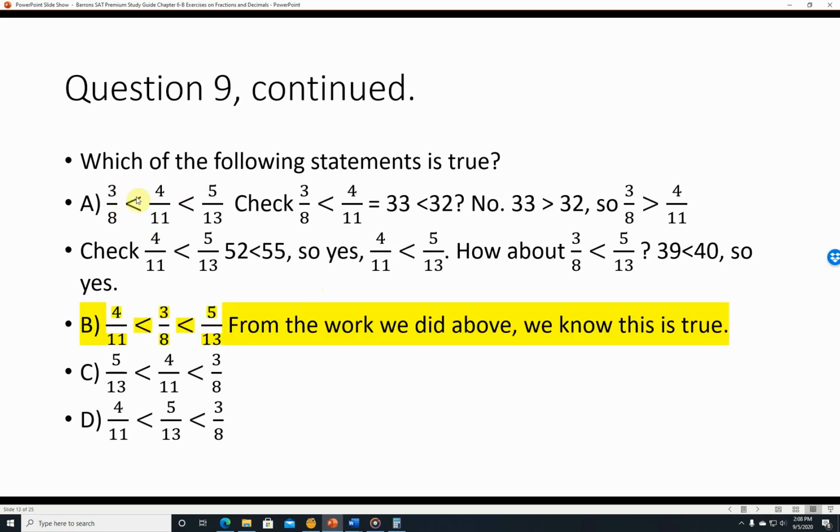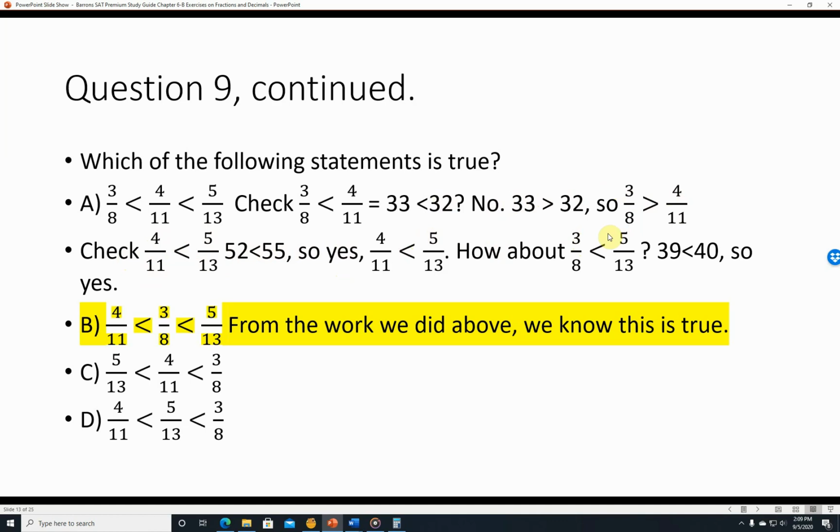Well, 3/8 is less than 4/11 is less than 5/13. First thing we can do is check to see if 3/8 is less than 4/11. Well, we cross multiply as we did before, so 3 times 11 is 33, 4 times 8 is 32. Is 33 less than 32? No. 33 is greater than 32, so we know that 3/8 has to be just a little bit bigger than 4 over 11. And then check 4 over 11 is less than 5/13. Well, 4 times 13 is 52. 5 times 11 is 55. 52 is less than 55, so yes, 4/11 is less than 5/13.